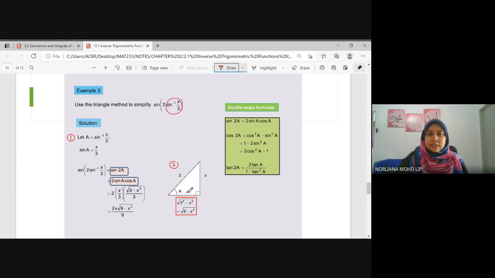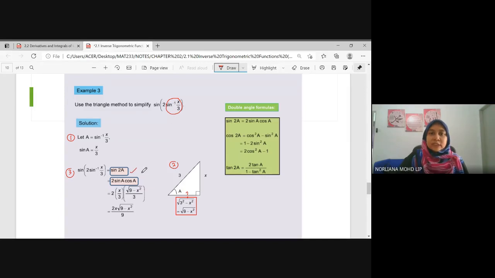And then we find the adjacent side. We apply the Pythagoras theorem, the square root of 3 square minus x square, so equal to the square root of 9 minus x square. So this side is square root of 9 minus x square, for the adjacent. And then we substitute into the original question, sine 2 sine inverse x over 3 equal to sine 2A. Masuk kat sini sine 2A, A dah let sine inverse x over 3.